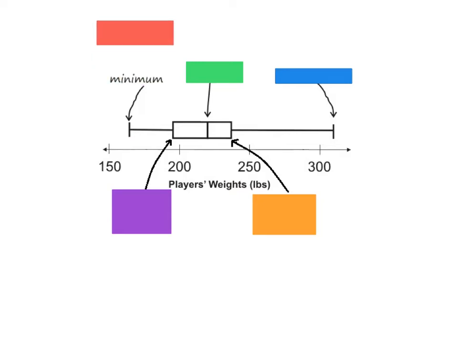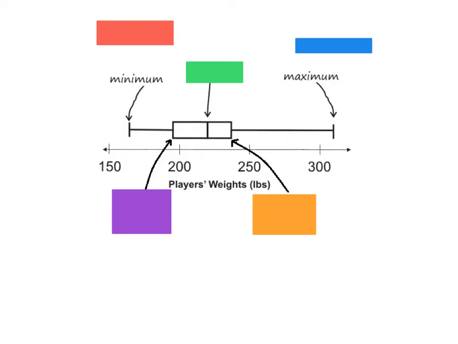Okay, hopefully you said that's the minimum, because it is. We had that in red on the previous screen. And then where's the maximum? Well, the maximum is up here. So the maximum is this highest value. Looks like the maximum value for the players' weight is over 300 pounds, and notice the minimum is somewhere between 150 and 200, so maybe 165 pounds right there.